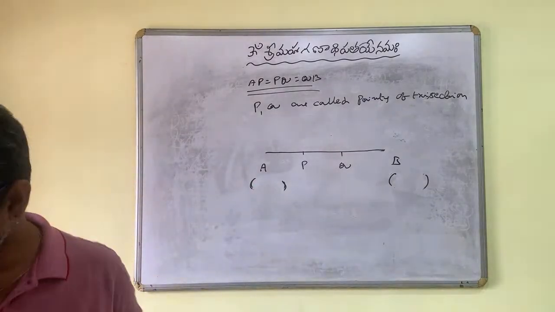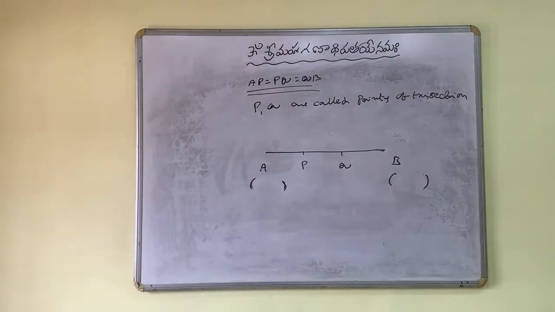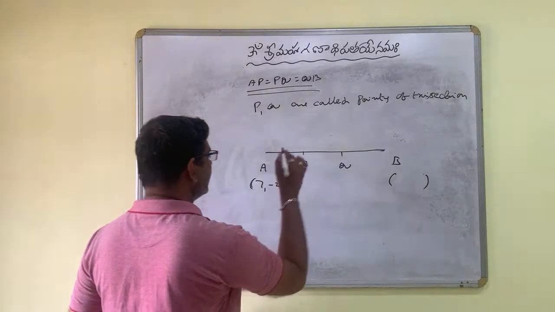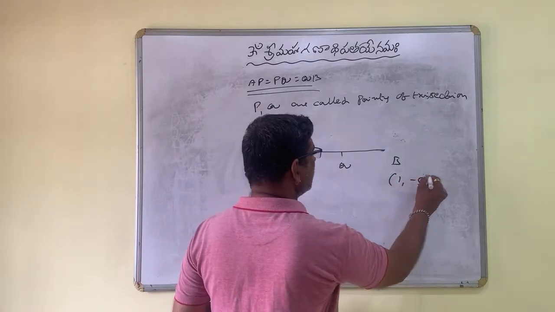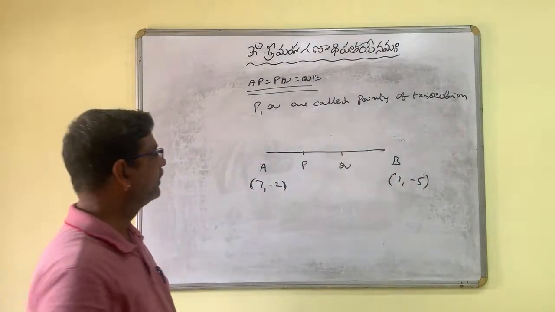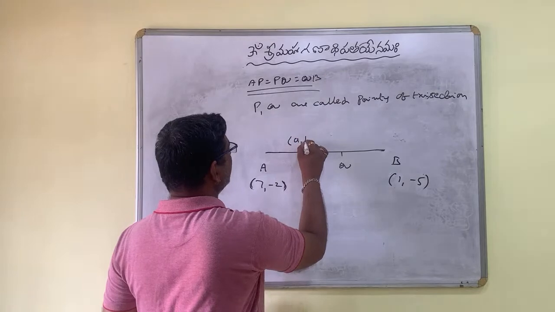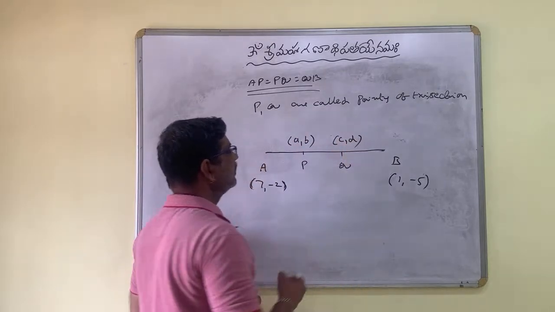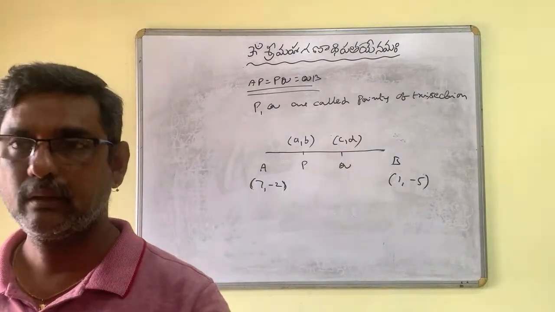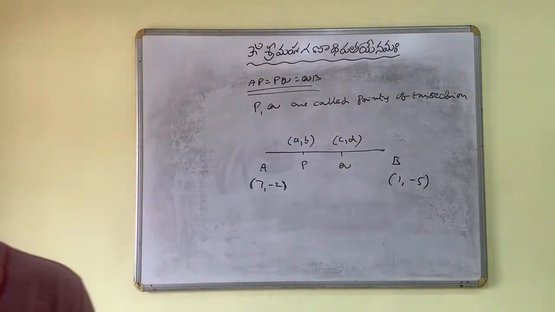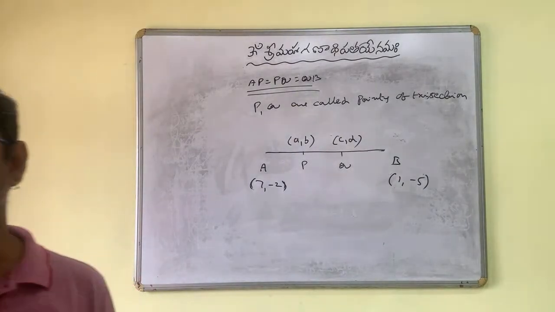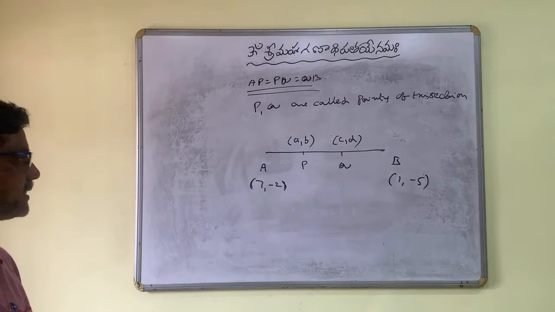Now, if A is (7, -2) and B is (1, -5), we need to find the coordinates of P and the coordinates of Q, both. Okay, children?